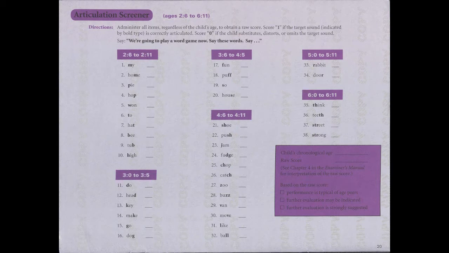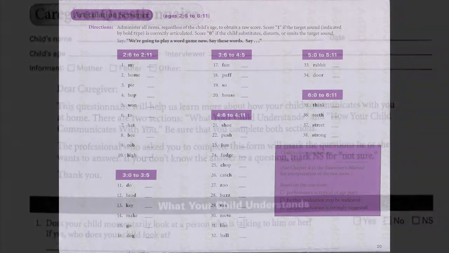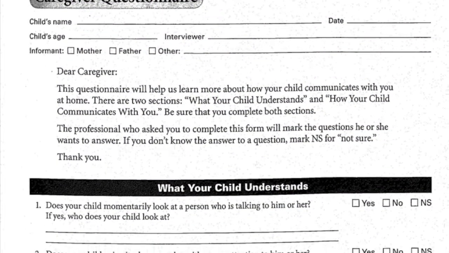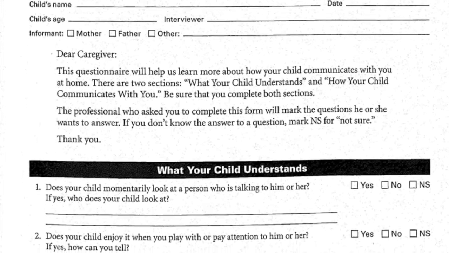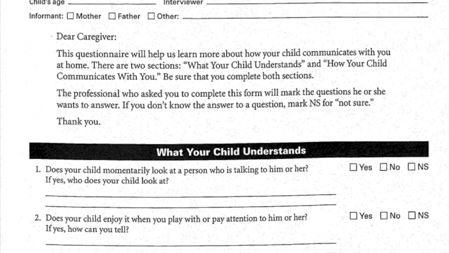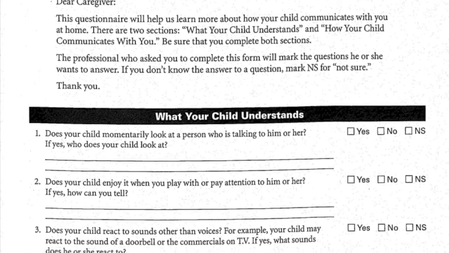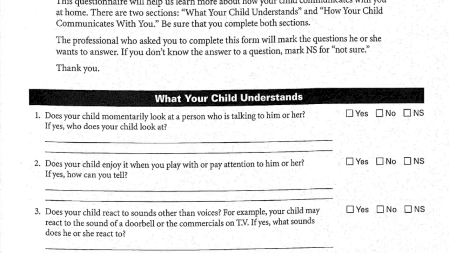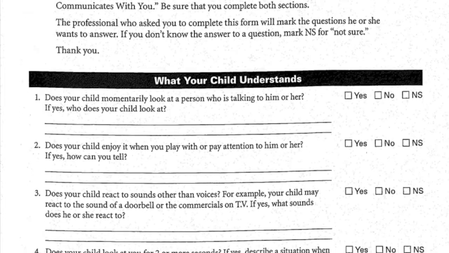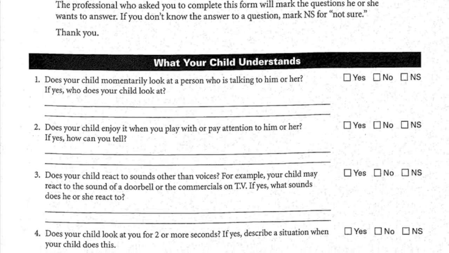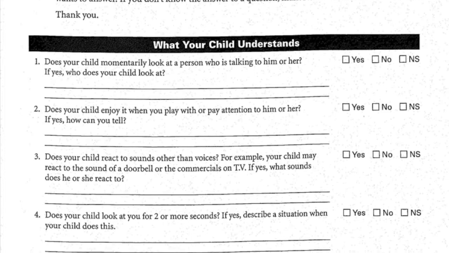The articulation screener enables the clinician to test a child's articulation of 19 speech sounds in the initial or final position of the word. The caregiver questionnaire is a form that you give to the child's parents, caregivers, or daycare teachers to complete. It is designed for children up to age 2 years, 11 months. Once filled out, it gives information about the child's communication behaviors at home or in the preschool daycare setting.